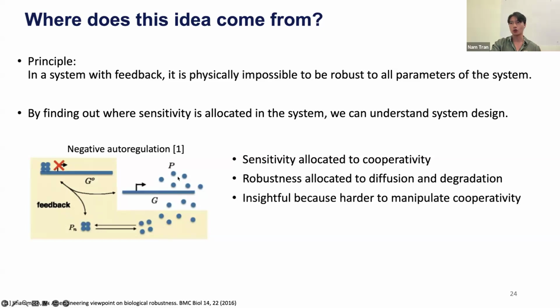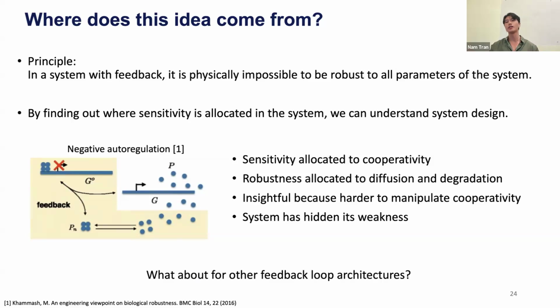So this is insightful because it's harder to manipulate cooperativity if you're doing an experiment. You can just dilute it and change the diffusion and degradation, but to change how things bind to each other, that's harder. And so you see that the cell has hidden its weakness in the thing it's robust in. So it's harder to access its weakness.